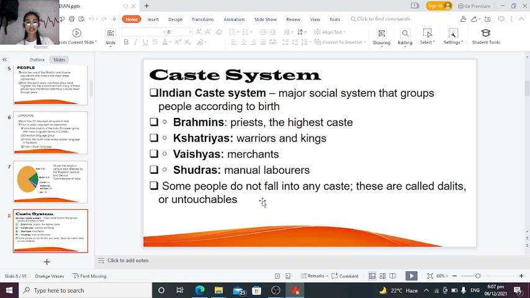As to their caste system, the Indian caste system is the major social system that groups people according to their birth. The Brahmins are priests, the highest caste. The Kshatriyas are the warriors and kings, while the Vaisyas are the merchants, and the Shudras are the manual laborers. However, some people do not fall into a caste because they are called the Dalits or untouchables.